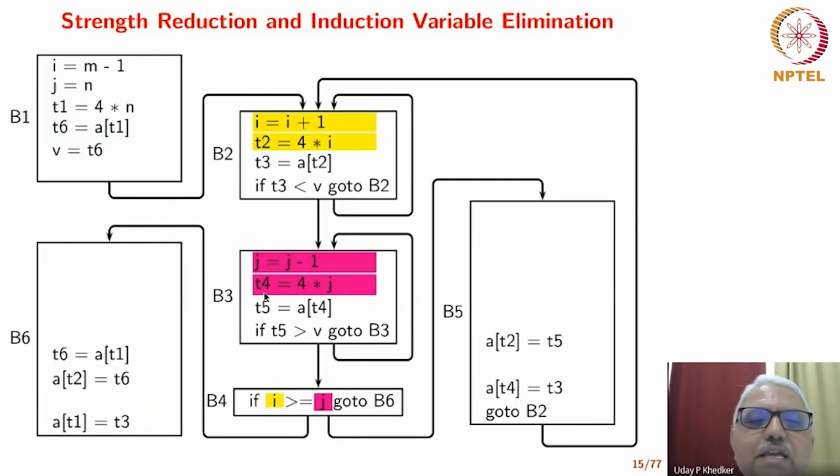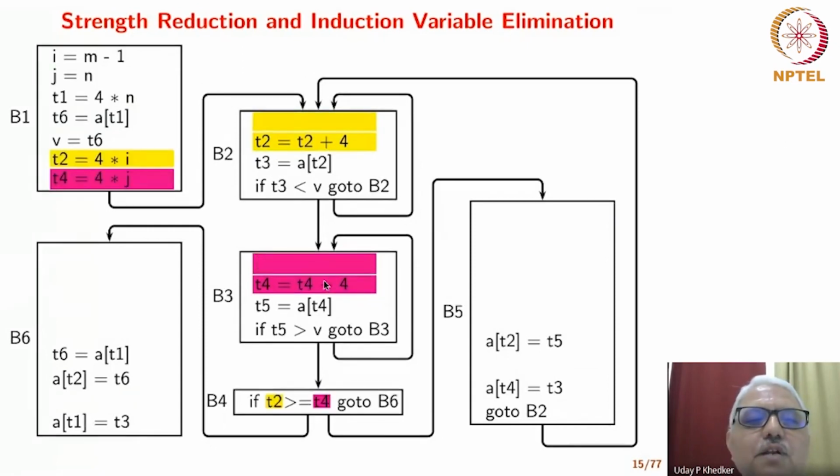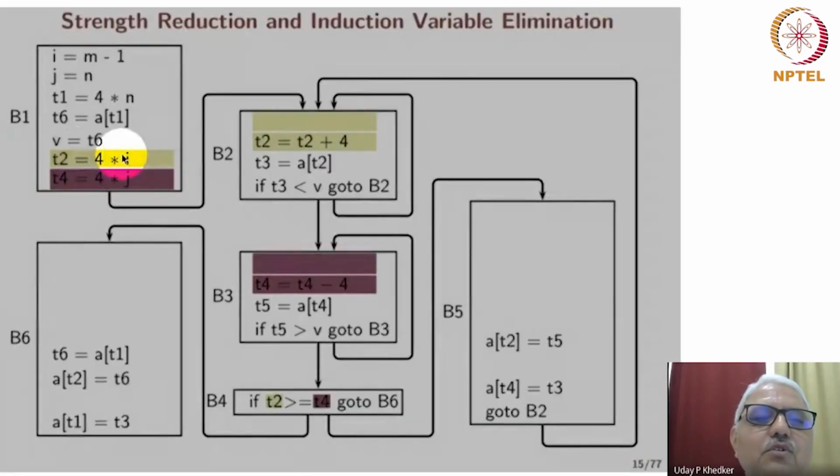And therefore, we can replace this condition by T2 and T4. The other thing that we can do is if we initialize the values of T2 and T4, then within the loop, here we can simply increment the value of T2 by 4, and here we can decrement the value of T4 by 4. So our optimized program looks like this. We have initialized T2 is equal to 4 star I, T4 is equal to 4 star J, and now we have T2 is equal to T2 plus 4.